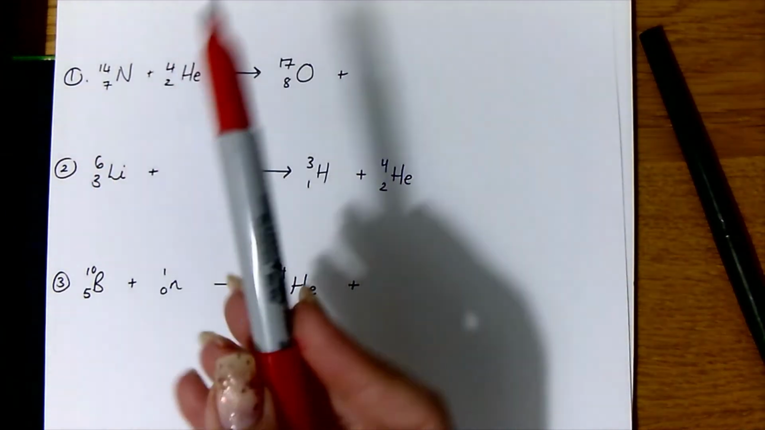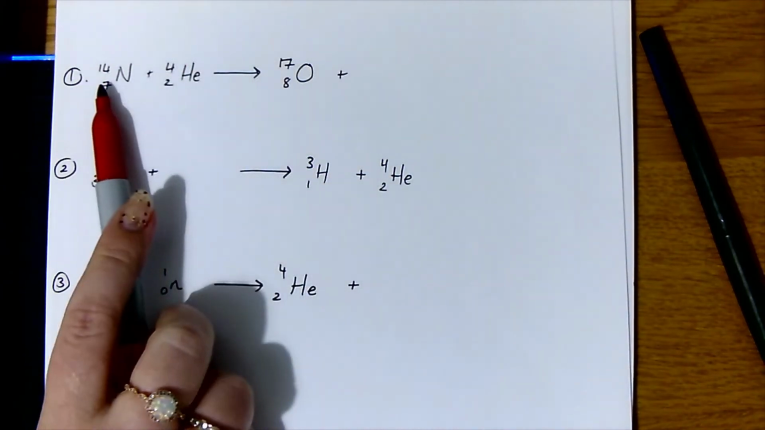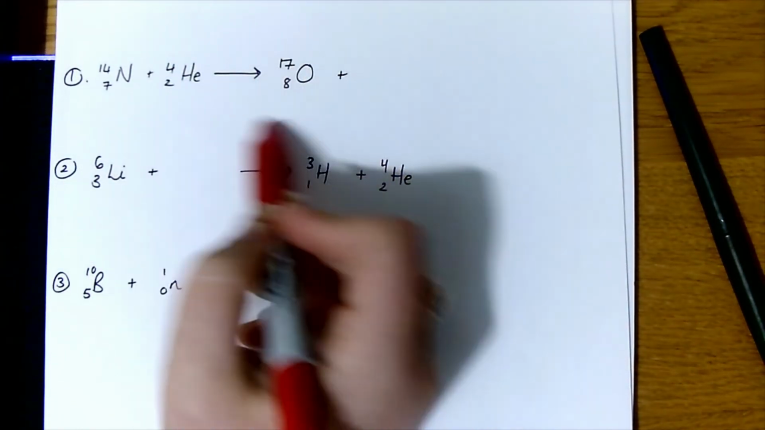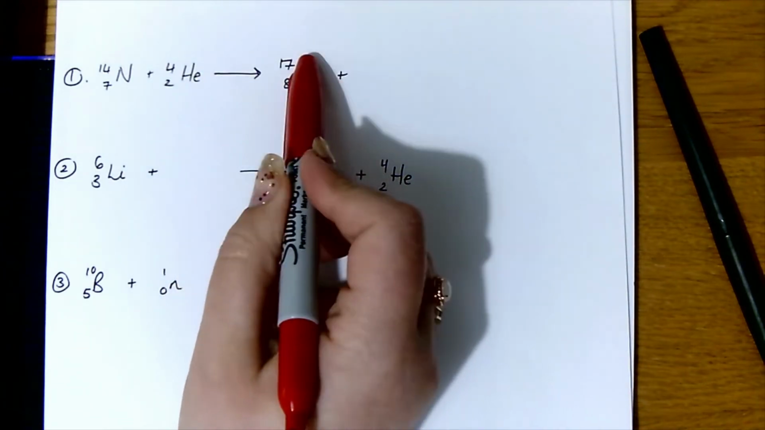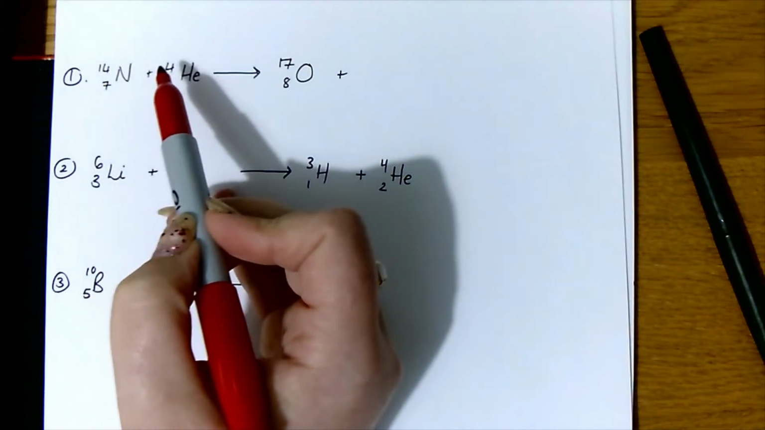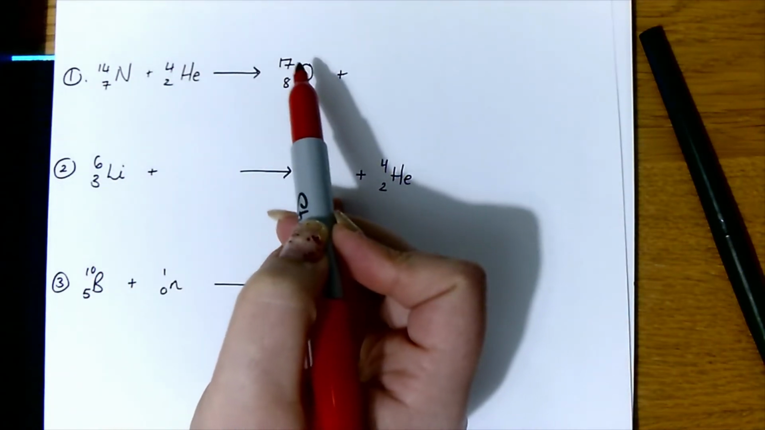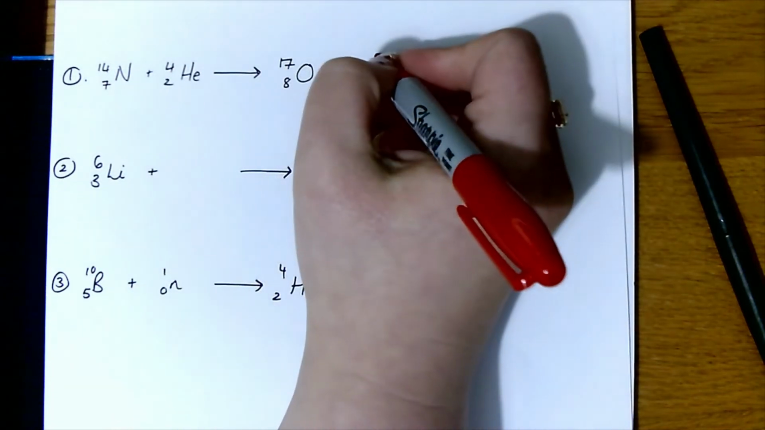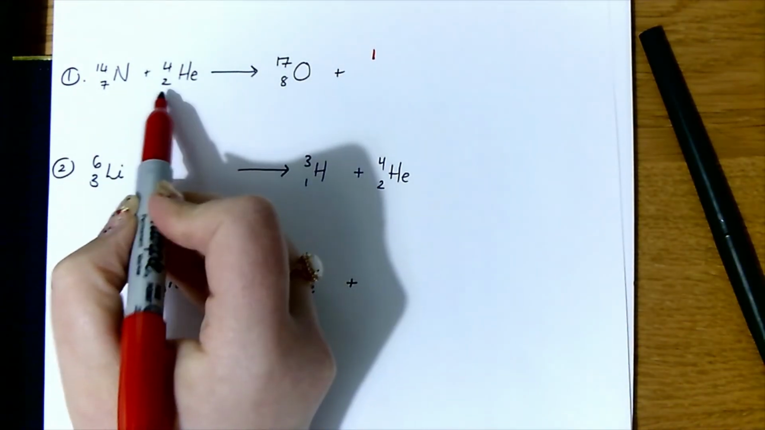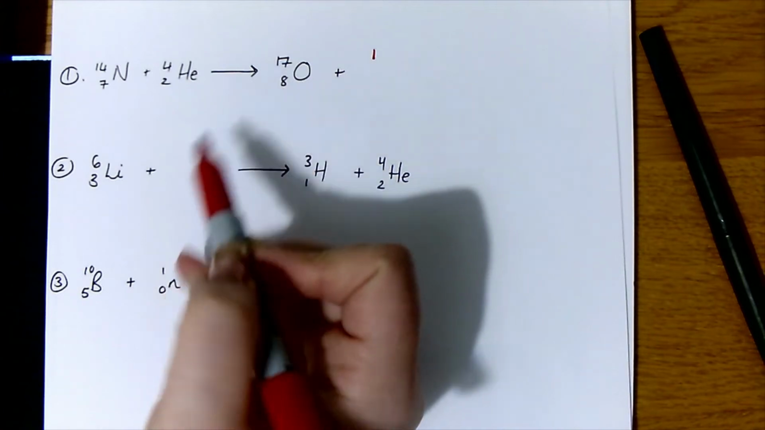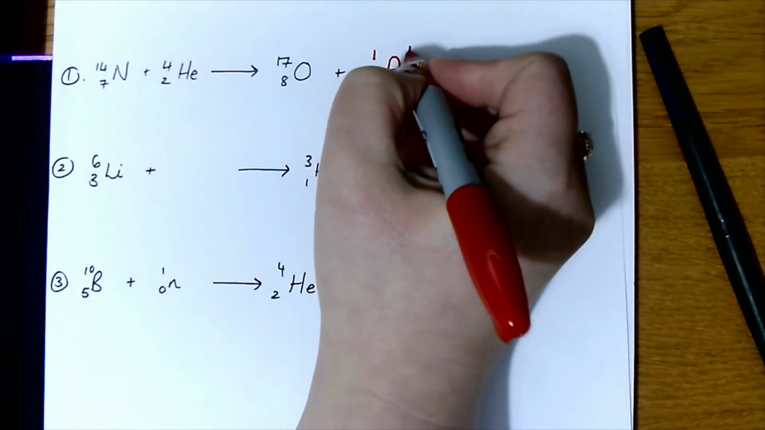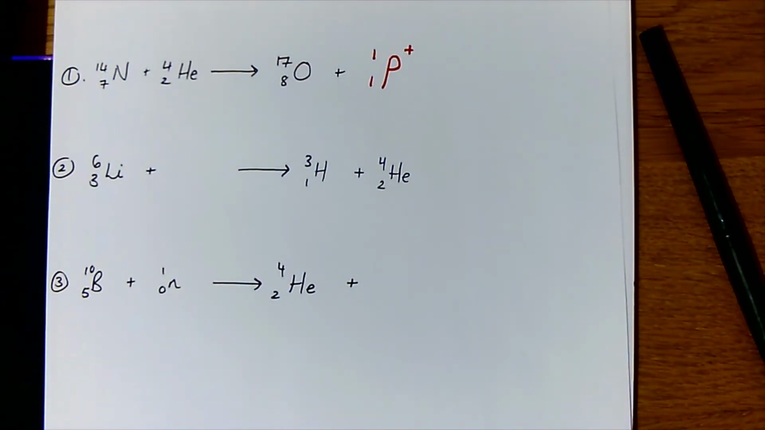So in our first one, we can see here that we have nitrogen 14 and helium 4, and after our decay has occurred, we have oxygen 17. So again, it's a maths counting exercise. 14 plus 4 gives us 18. We only have 17 here, so we must have a 1 at the top over here. 7 plus 2 is 9, and again we've got 8 over here, so we must have another 1. So this means that this is going to be a proton.